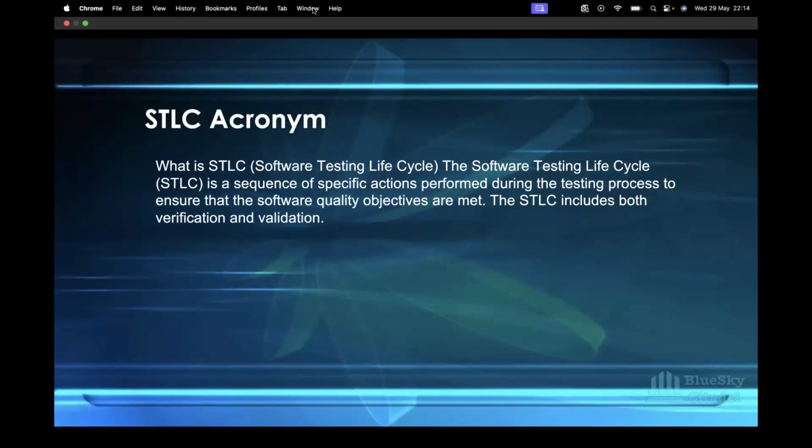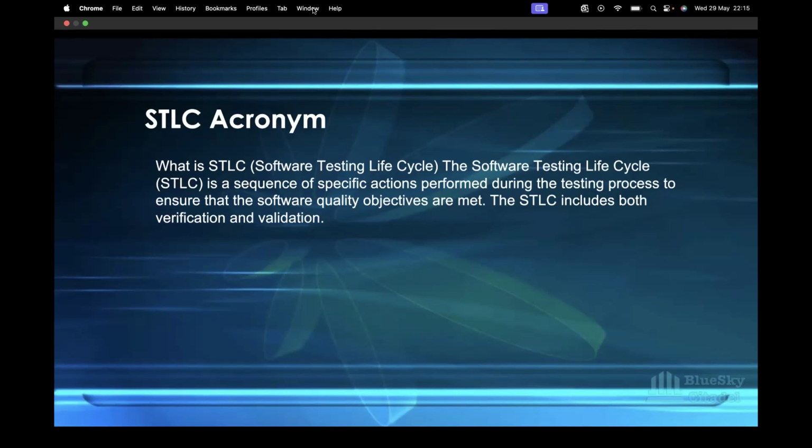So which takes us to STLC. STLC is the software testing lifecycle. That's the full meaning of STLC. It's a sequence of specific actions performed during the testing process to ensure that the software quality objectives are met. So STLC includes both verification and validation, because STLC is a subset of SDLC. If you remember, we have the testing phase in SDLC. So now we are talking about the software testing life cycle. The testing has its own life cycle as well.